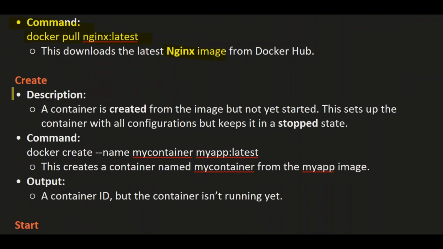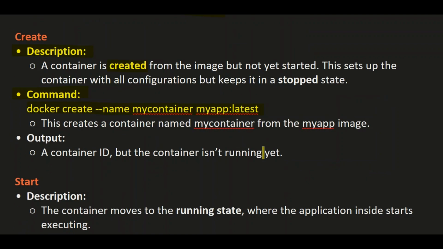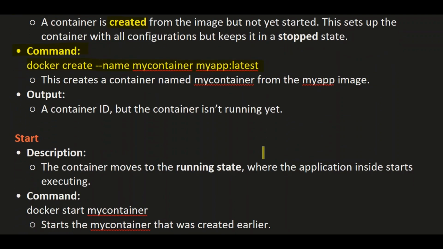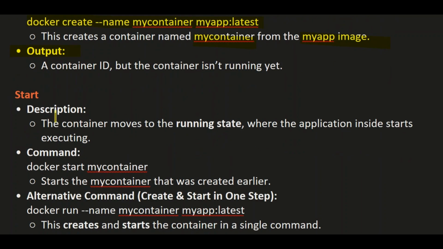Create. Description: a container is created from the image, but not yet started. This sets up the container with all configurations, but keeps it in a stopped state. Command: docker create --name mycontainer myapp:latest. This creates a container named mycontainer from the myapp image. Output: a container ID, but the container isn't running yet.